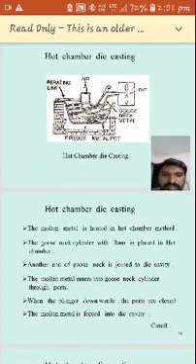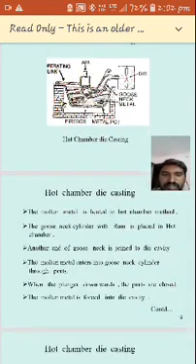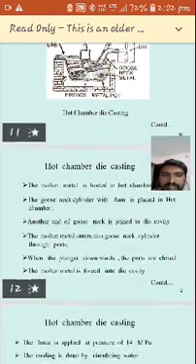The molten metal enters the gooseneck cylinder through ports. There are a few ports here; this is a metal port, and through these ports the molten metal enters. When the plunger moves downwards, the ports are closed, and the molten metal is forced into the die cavity.